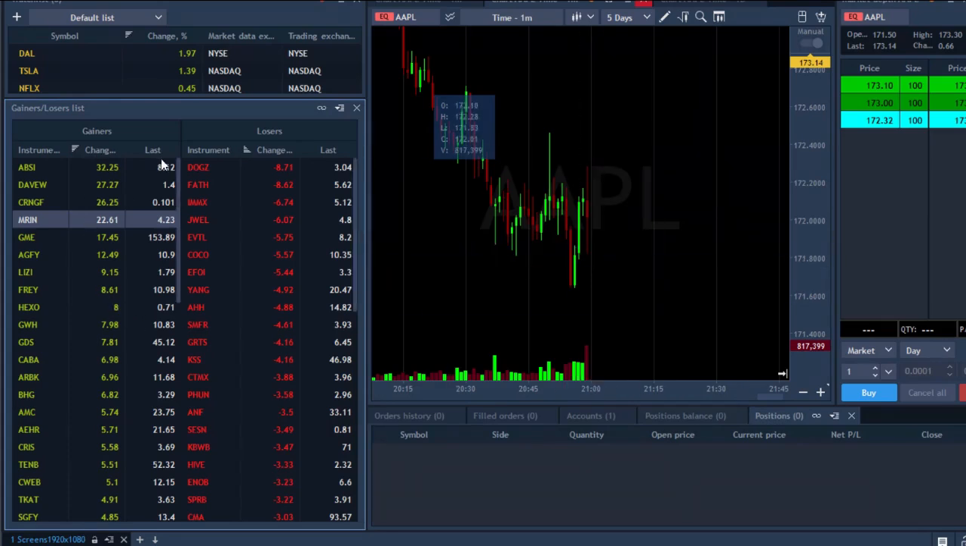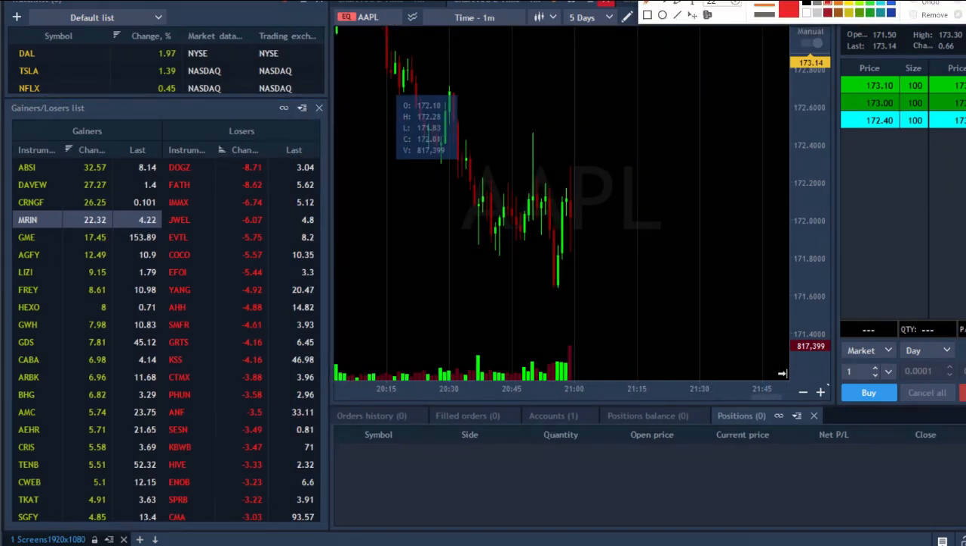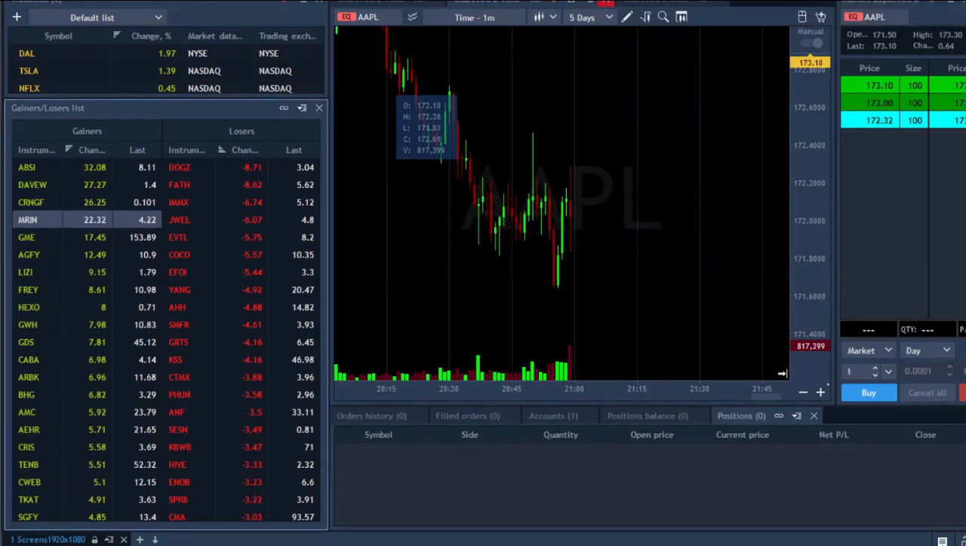So the scanner tells us which stocks have gained, and usually what I'd like to do is look at these losers instead, because when trading blue chip stocks, you really just want to buy the dip instead. Of course, assuming the market is upwards and the news is pointing upwards.